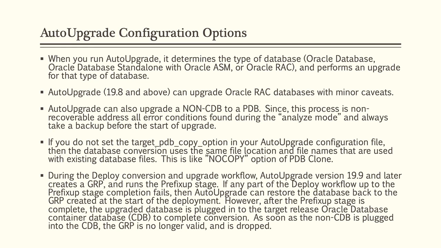So it's always recommended, just in case that GRP cannot be restored back, you should have taken a manual backup before you started the upgrade, else you would be in deep trouble. If you do not set the target PDB copy option in your auto upgrade configuration file, then the database conversion uses the same location, same file names, and this is like using a no copy option of a PDB.